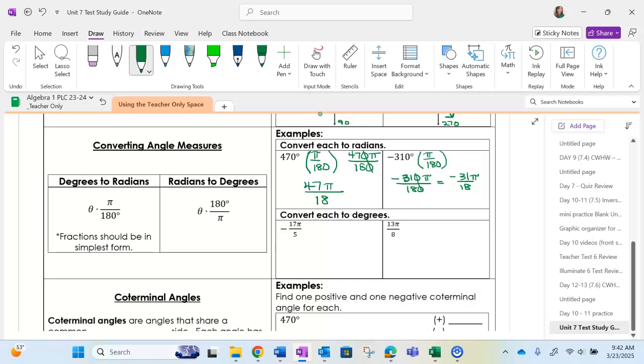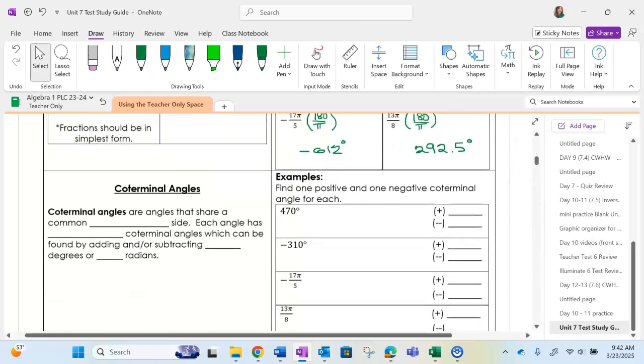All right, going the other way, we're converting radians to degrees, which we did up above. So we are going to multiply 180 over pi, and you get negative 612 degrees. Same thing with this one. We're going to multiply 180 over pi, and we already did it up above, and we get 292.5 degrees. All right, we're going to keep moving.